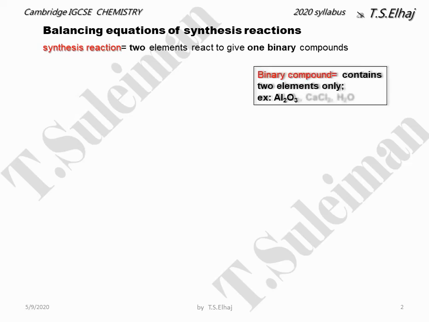What is a binary compound? A binary compound is a compound that contains two elements only, such as Al2O3, CaCl2, H2O, HCl, and so on. If you look, each compound is composed of two elements only. Al2O3 contains aluminum and oxygen. Calcium chloride contains calcium and chlorine.